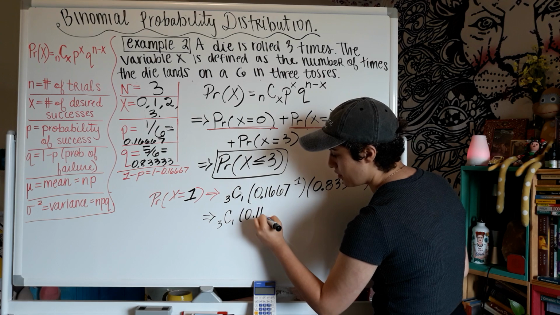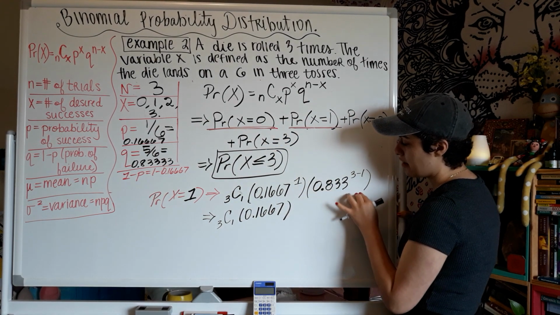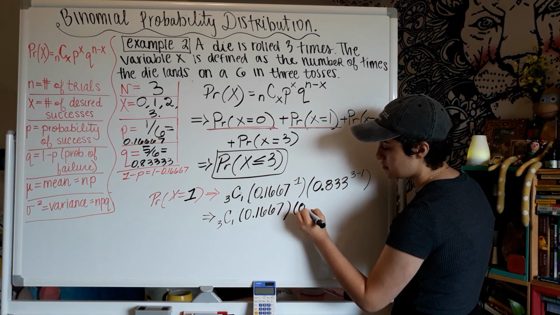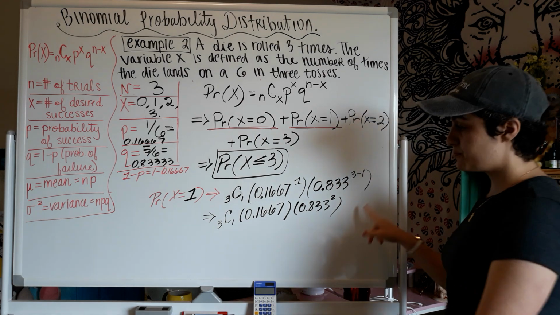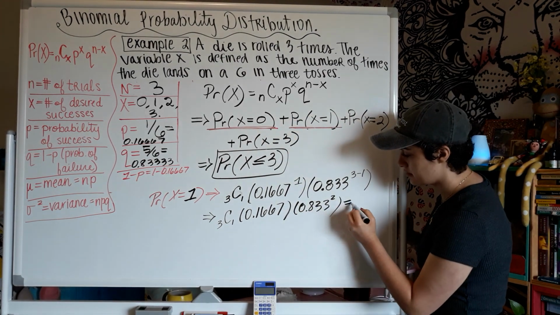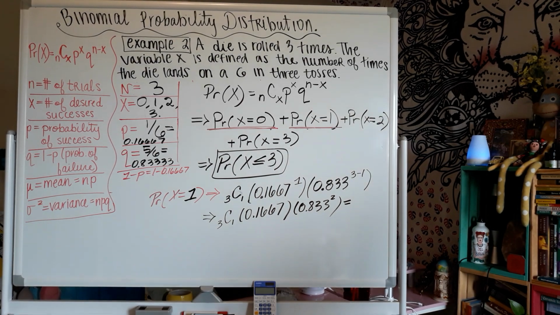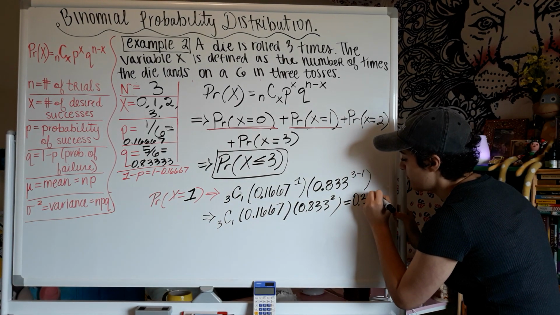So 0.1667, close the parentheses. And now I'm going to simplify the exponent a little bit, 0.833 to the second power. At this point, you can just put it straight in the calculator and it will give you the value that you care about, which is 0.348.